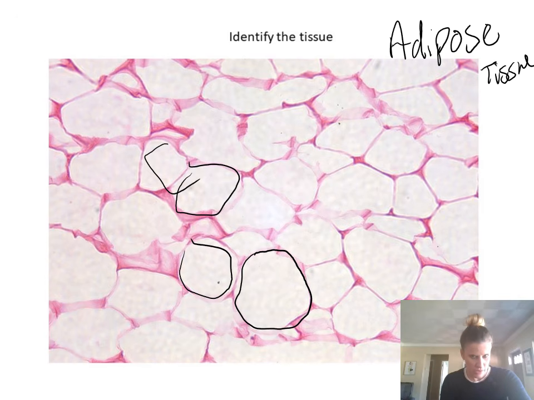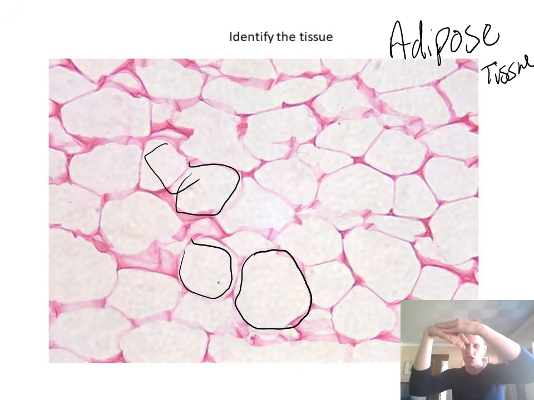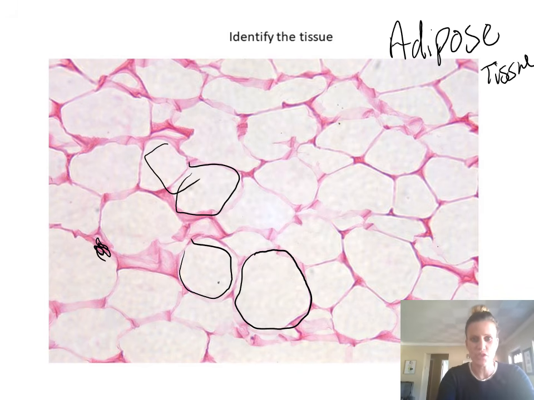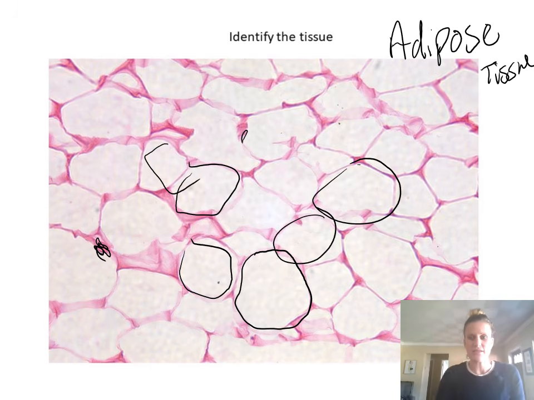Technically, these are cells. There are nuclei present, but the nuclei get squished off to the side. The whole cell is filled with this vacuole of fat, and the nucleus is literally squashed on the side. So you don't really see it. It's just squished off to the side here. So you see all of these empty cells like this.